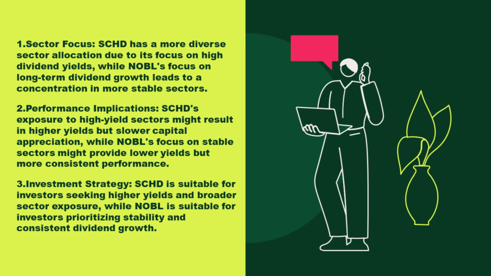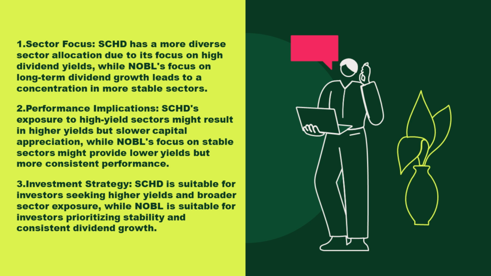SCHD focuses on high dividend yield stocks and includes a broader set of companies based on their yield and quality metrics. As a result, SCHD's sector allocation tends to be more diverse and reflects a wider range of industries. Historically, SCHD has a notable allocation to sectors such as information technology, financials, and consumer discretionary.